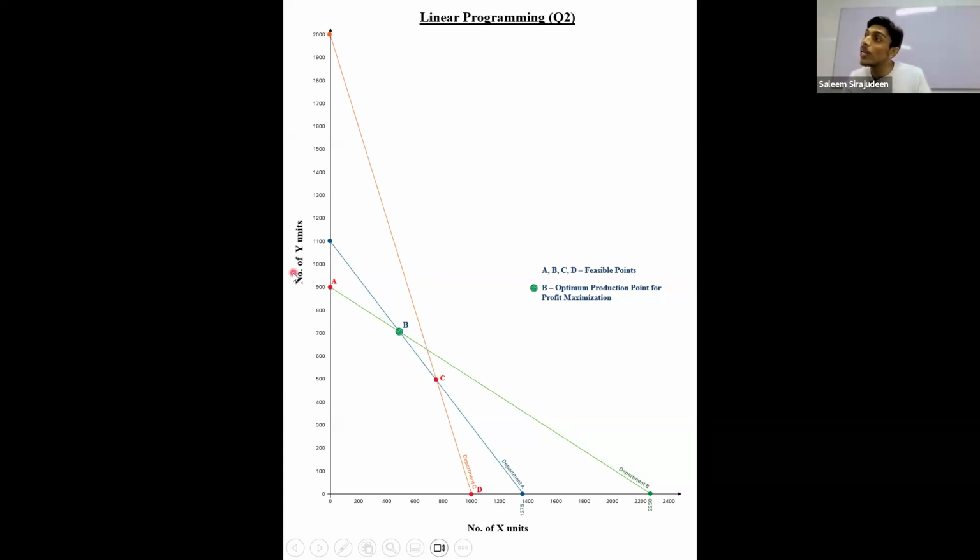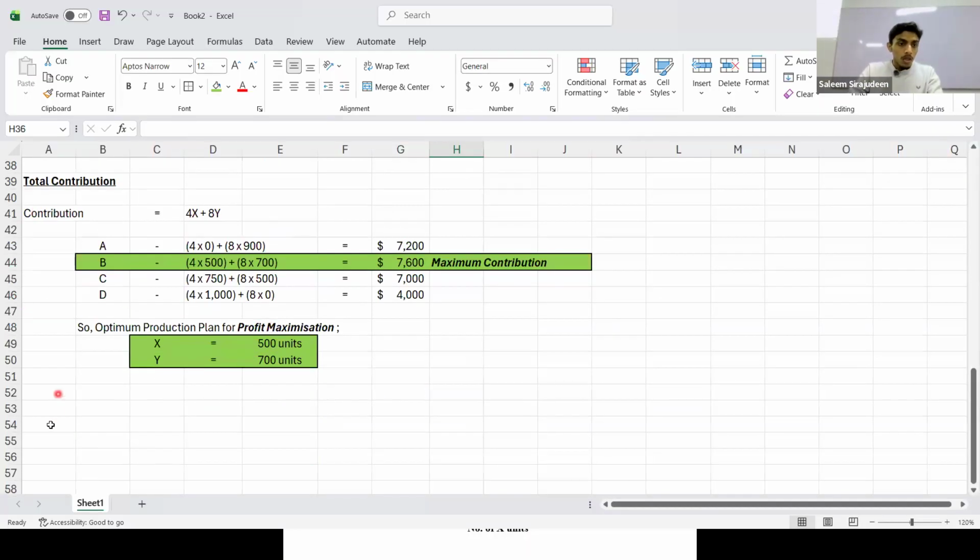Why should it be closer to 900? Because we have to move the line towards the right side. Then the ISO contribution line which we are drawing should be inside the feasible points. Yes or no? Yes. It should be inside the feasible points. Right? So for this question, we'll assume 3200. That's the total contribution.